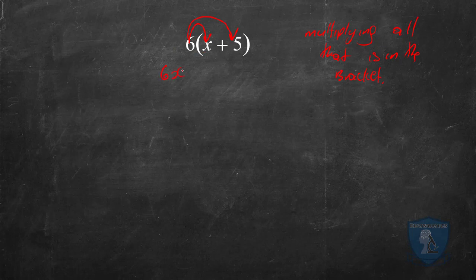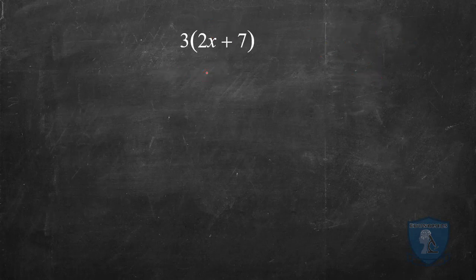Now earlier we mentioned that when it comes to non-similar values, we can't add or subtract them. That's true, but we actually can multiply them. So we can't add 6 and x, but we can multiply them. All right, so 6 and x will give you 6x. 6 times 5 will give you plus 30, and that's as simple as it is.